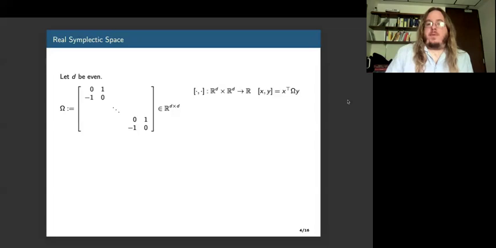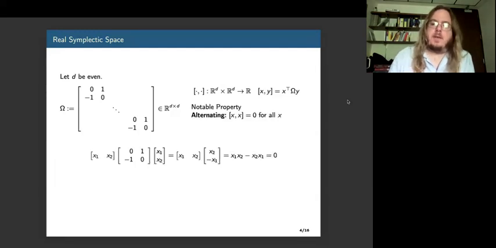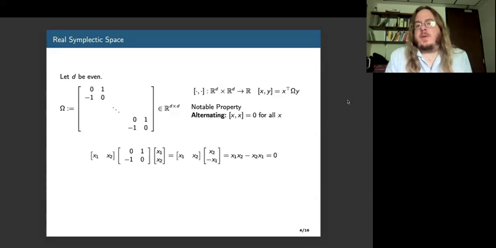With this matrix, I'm going to define this map. It takes two vectors x and y to x transpose omega y. And a notable property of this map is that it is alternating. So any vector against itself is 0. Down here, I've given an example in R2. This is just a simple example that hopefully you can verify, and then extrapolate that example to a higher dimension and see that it always holds true.